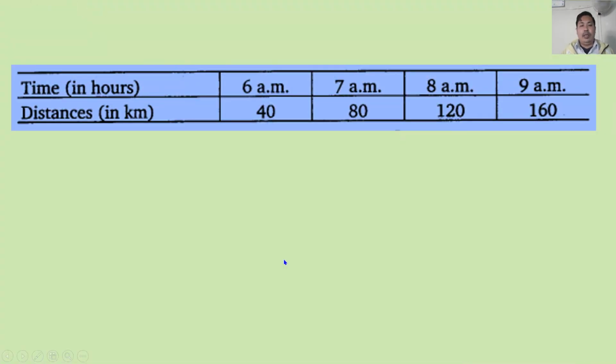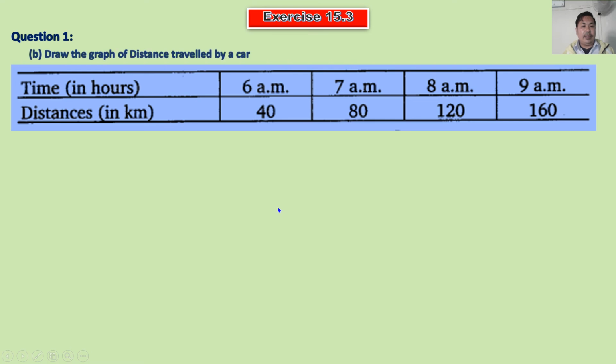So next we have question B of this same question number one. Here in the B, you can see tables are given. This is a table of a time distance graph. The graph will be called a time distance graph, because the table shows the time taken by the car and also the distance covered by the car.